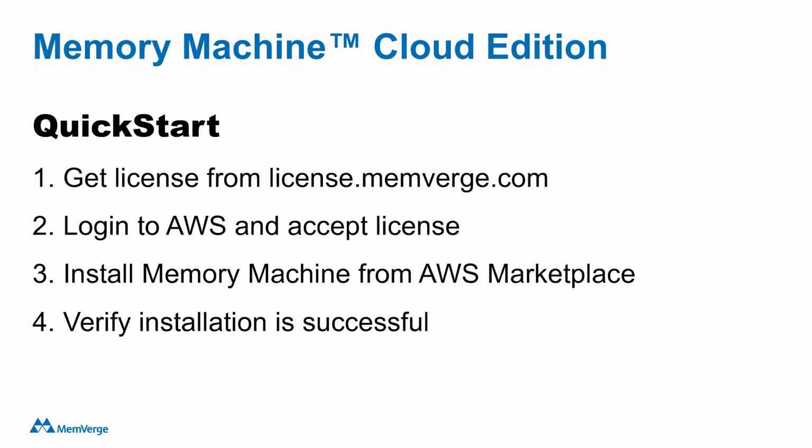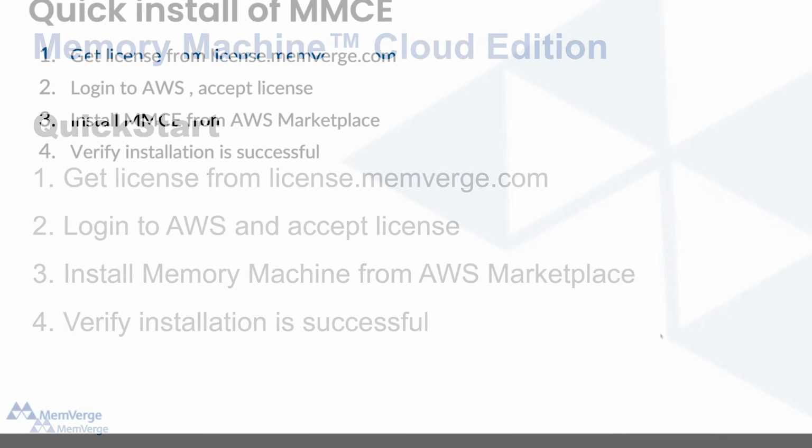So first, we are going to get a license from license.memverge.com. And then we will log into AWS to accept the license. And the third step is to install the software from AWS Marketplace. And the last step is to verify everything is done successfully. We are running with the right version and everything. Okay, so with that, we are going to get into the details.